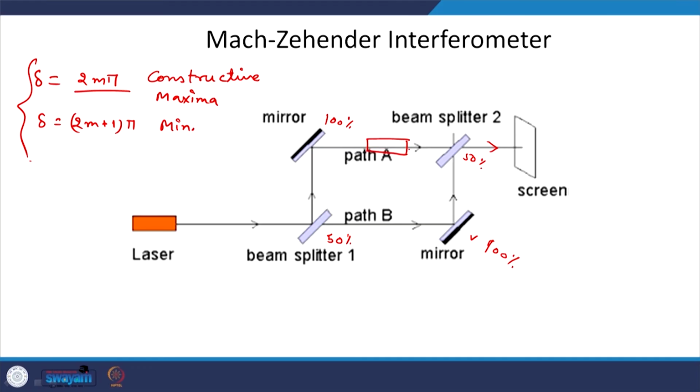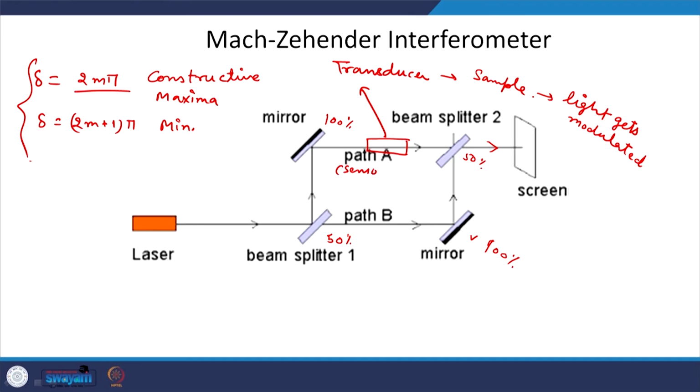Now, what we do is that you can always put here a transduction mechanism. If you put a transducer here, and you put a sample here, the light will get modulated. In one of the arms, that is called the sensor arm. So, suppose you put it here, this will become the sensor arm, and this will work as the reference arm.